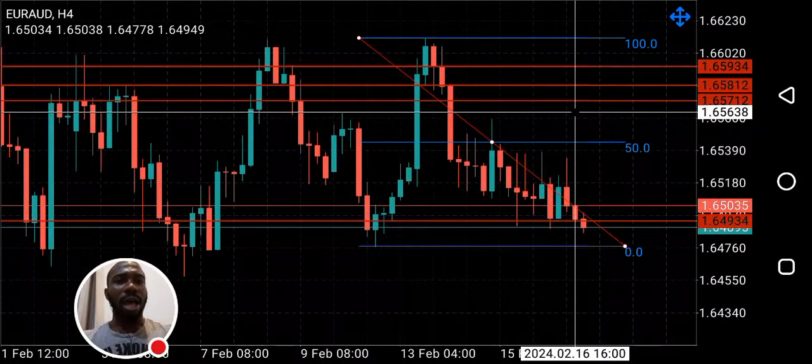And you should know that Euro Aussie is negatively correlated with Australian dollar USD. So if Euro Aussie is bullish, Australian dollar USD would be bearish. Please note that both pairs are negatively correlated. 70 to 80% of the time, if Euro Aussie is buying, Australian dollar USD would be bearish. I hope that is clear.